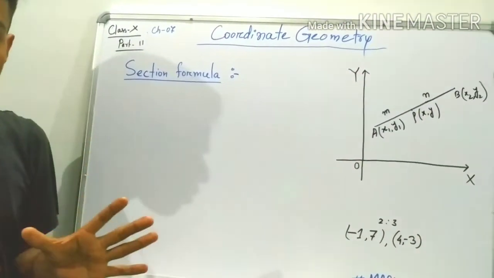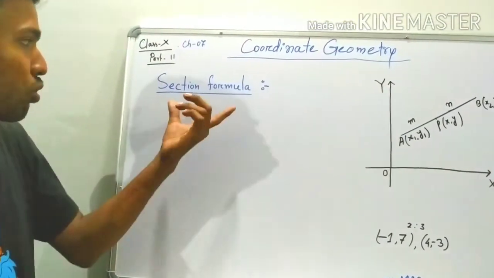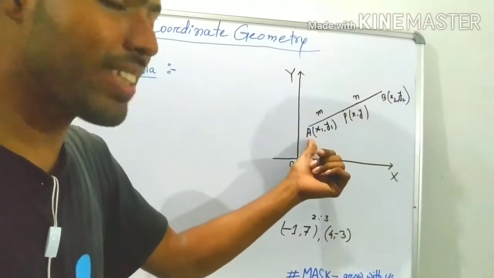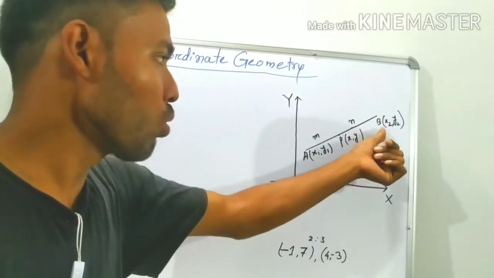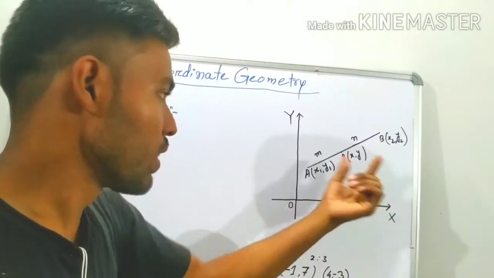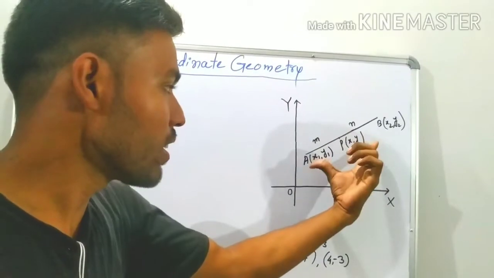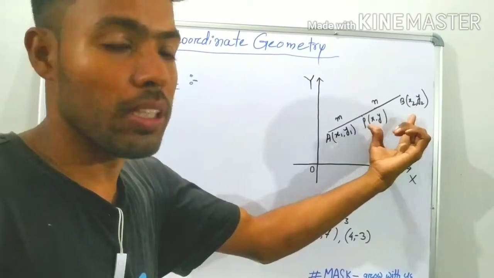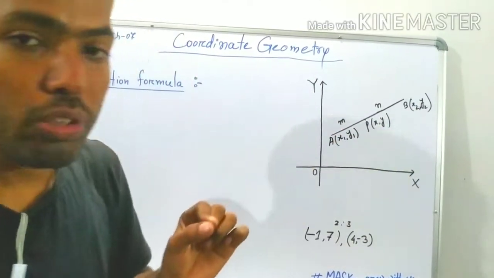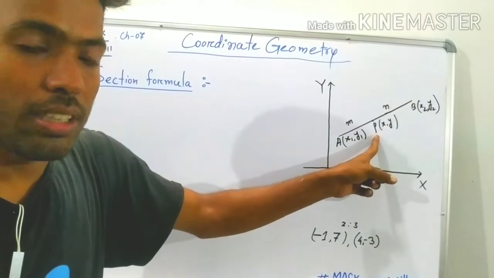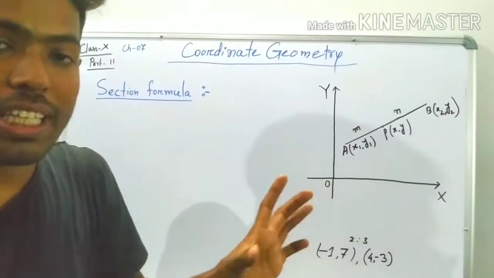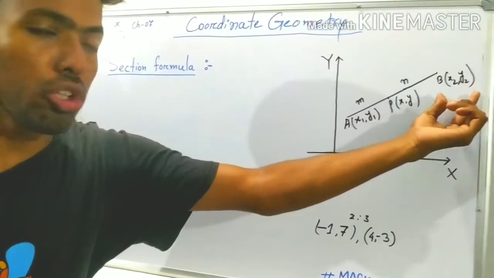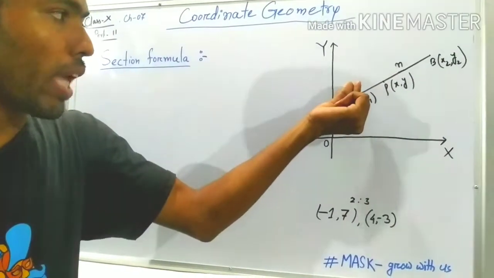So in this video we are going to find out what the section formula is. Suppose we are given 2 points. One is A with coordinates x1 and y1, another one is B with coordinates x2 and y2. Suppose a point P divides this line segment AB into two sections, AP and PB, in the ratio of m:n. Then we need to calculate the coordinates of this point P in terms of x and y, with the help of the coordinates of A, the coordinates of B, and the ratio m and n.